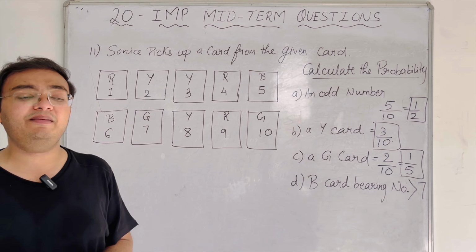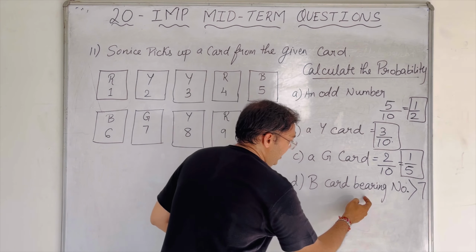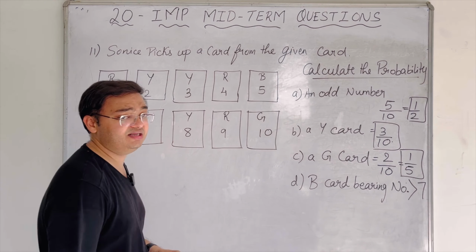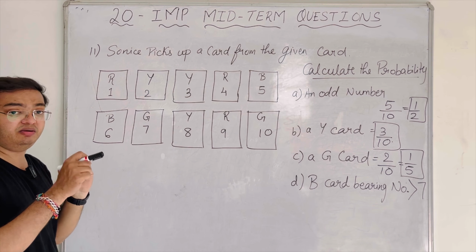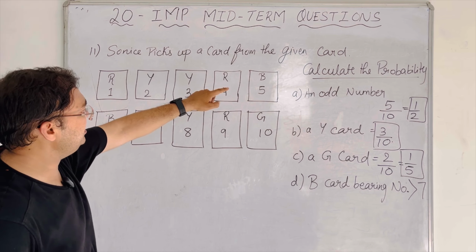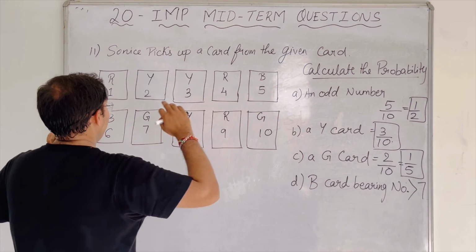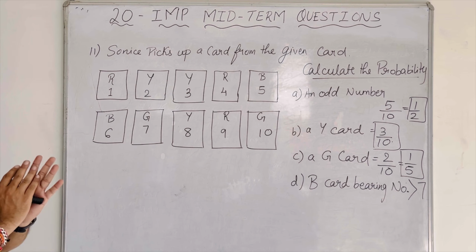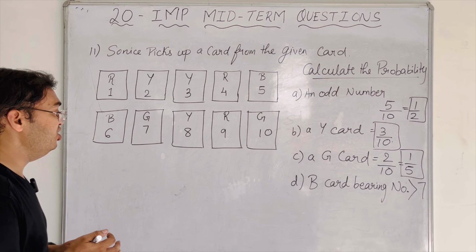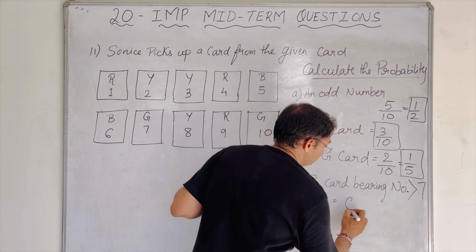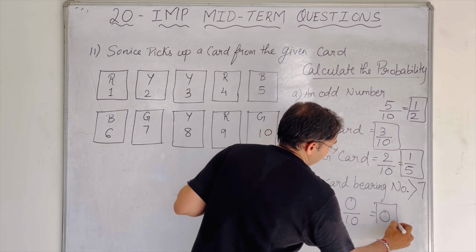The fourth sub question is important. We have to find B card bearing number greater than 7. It's a symbol of greater than 7. Matlab, the card B should have a number greater than 7. So where is my B card? This is my B card, and I am having only 2 B cards, that is 1 and 2. But both the B cards do not have a number greater than 7. They are having numbers less than 7. So the probability would be 0 cards I am having out of 10, which is equal to 0.